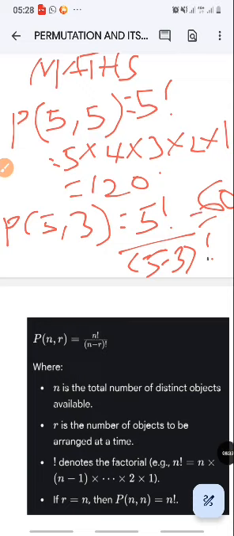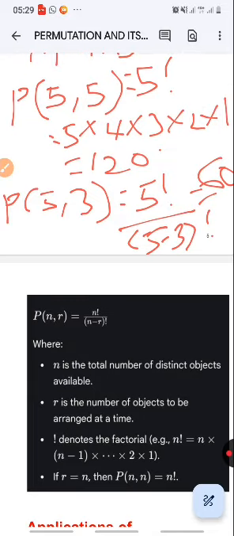And factorial, as I said earlier, is the product of all positive integers that are less than or equal to the given number. In this case, the given number is 5. Therefore, 5 factorial becomes 5 times 4 times 3 times 2 times 1, which is 120.